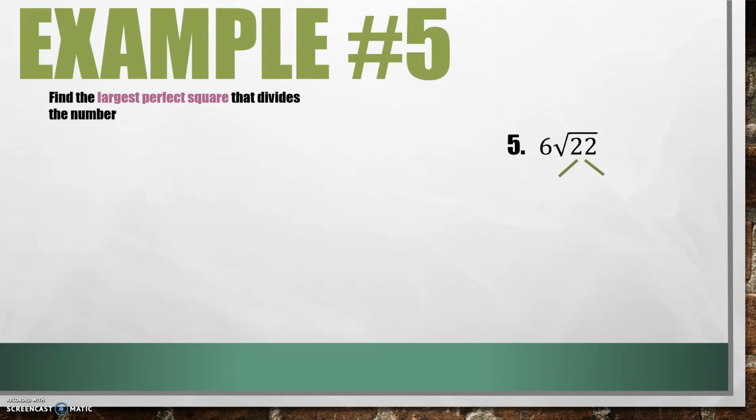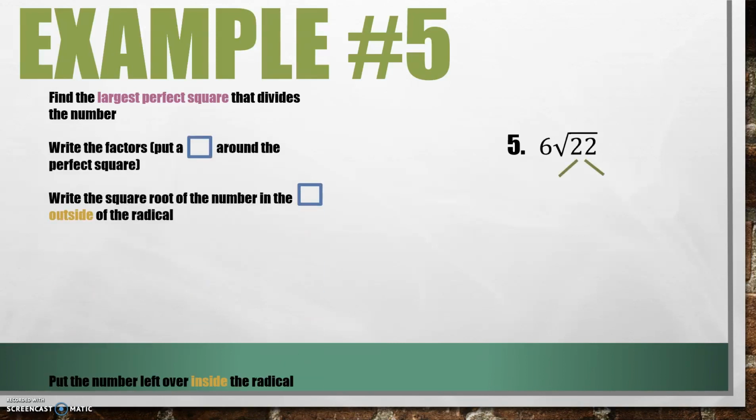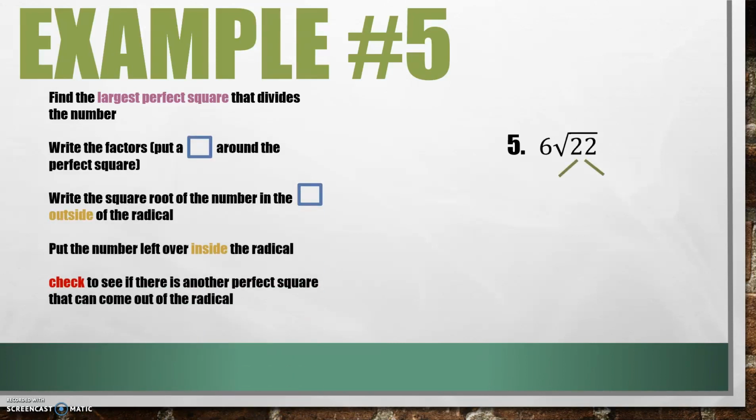So what's going to happen here is I can't really break this down using any of these. So I cannot do anything with this square root of 22. So this is considered simplified. Your answer would be 6 times the square root of 22.